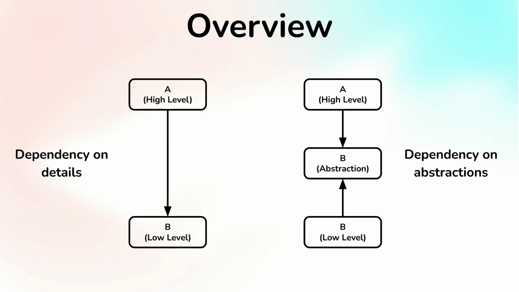When there is a dependency based on details or implementation, that's when we have a high-level component that depends on a low-level component. On the other hand, when there is a dependency on abstractions, the direction of the dependency is reversed, as shown by the arrows in this diagram.